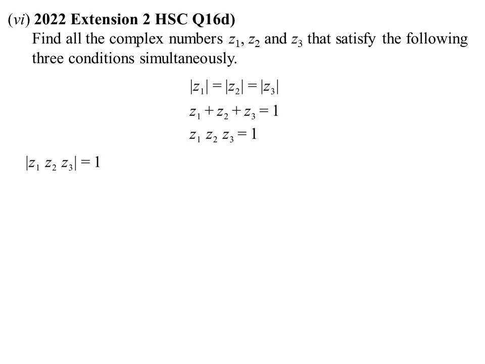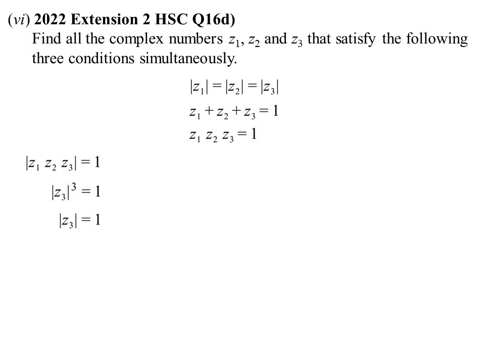But we said the modulus of these are the same. So mod Z1 times mod Z2 times mod Z3 is the same as mod Z3 cubed. And that's 1. The magnitude of Z3 must be 1. But that also means the magnitude of Z1 is 1 and Z2 is 1. So we know that now. The magnitude of each of these complex numbers we're looking for is 1.